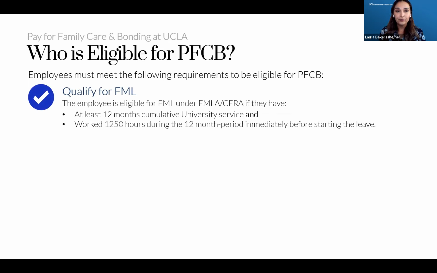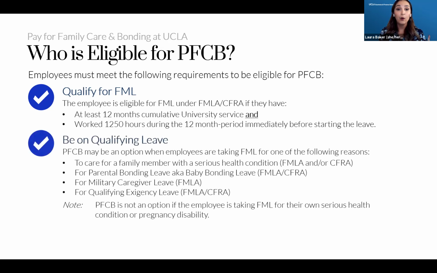So they're eligible for FML under either FMLA or CIFRA if they have at least 12 months of cumulative university service and they've worked at least 1,250 hours during the 12-month period that's immediately before the start of the leave. And next, they have to be on a qualifying leave.